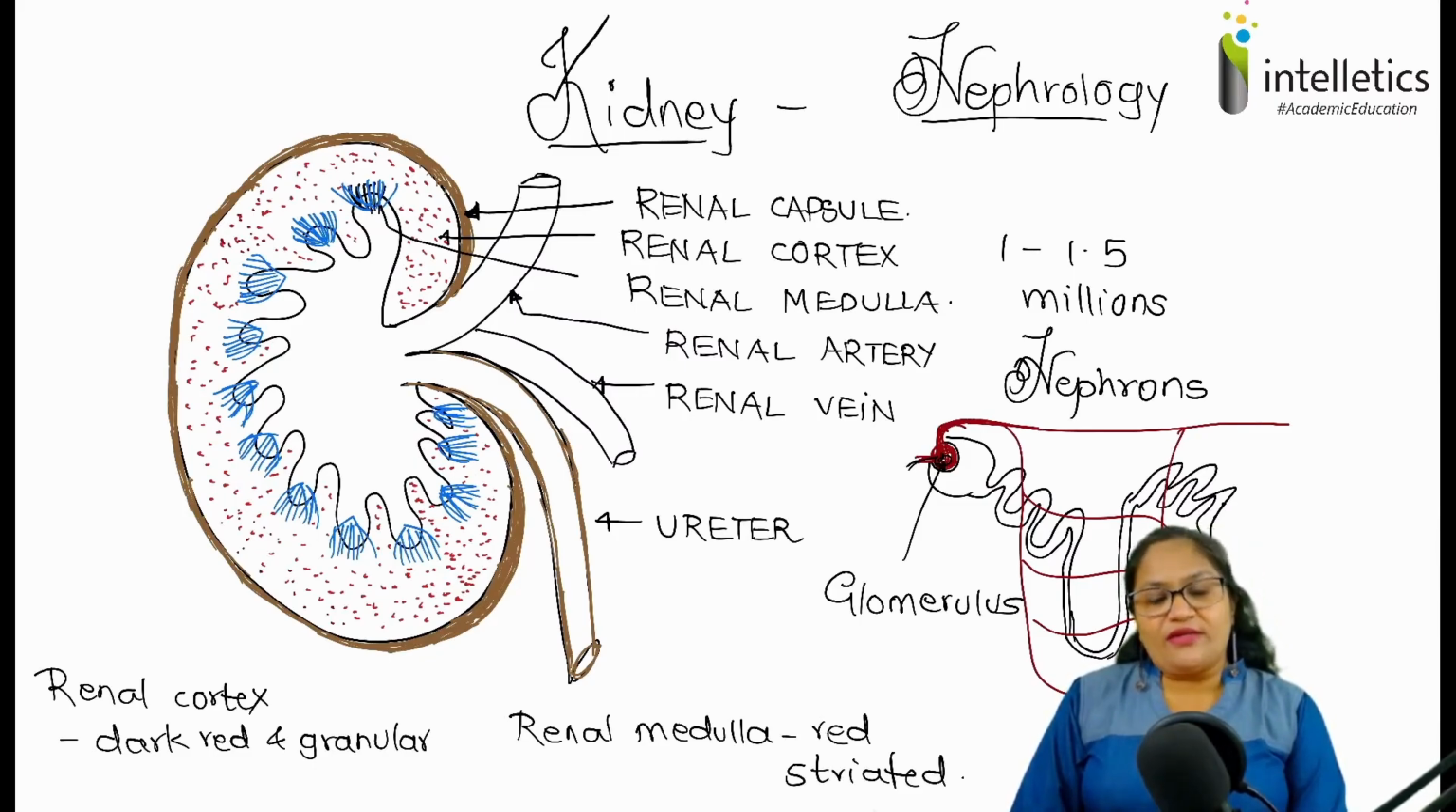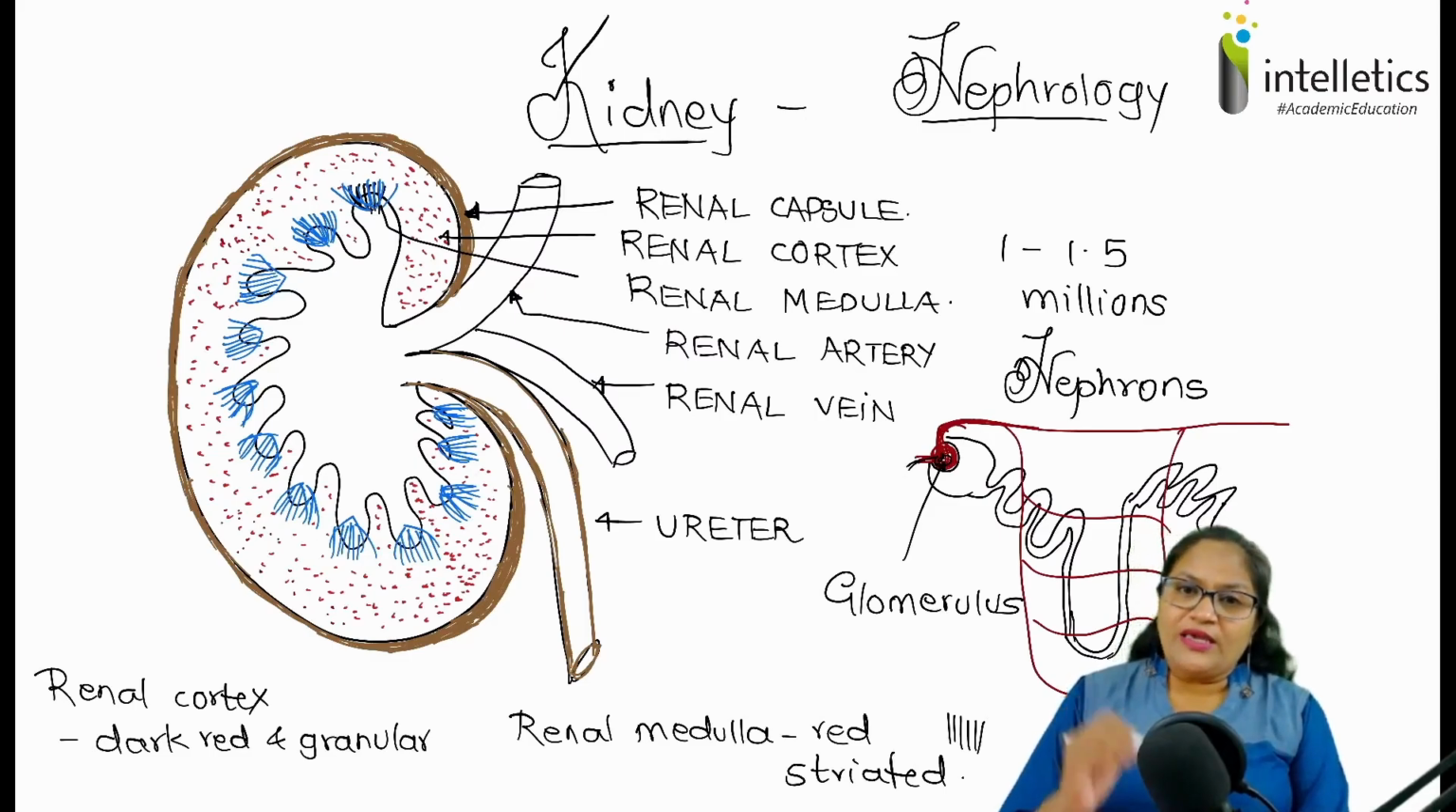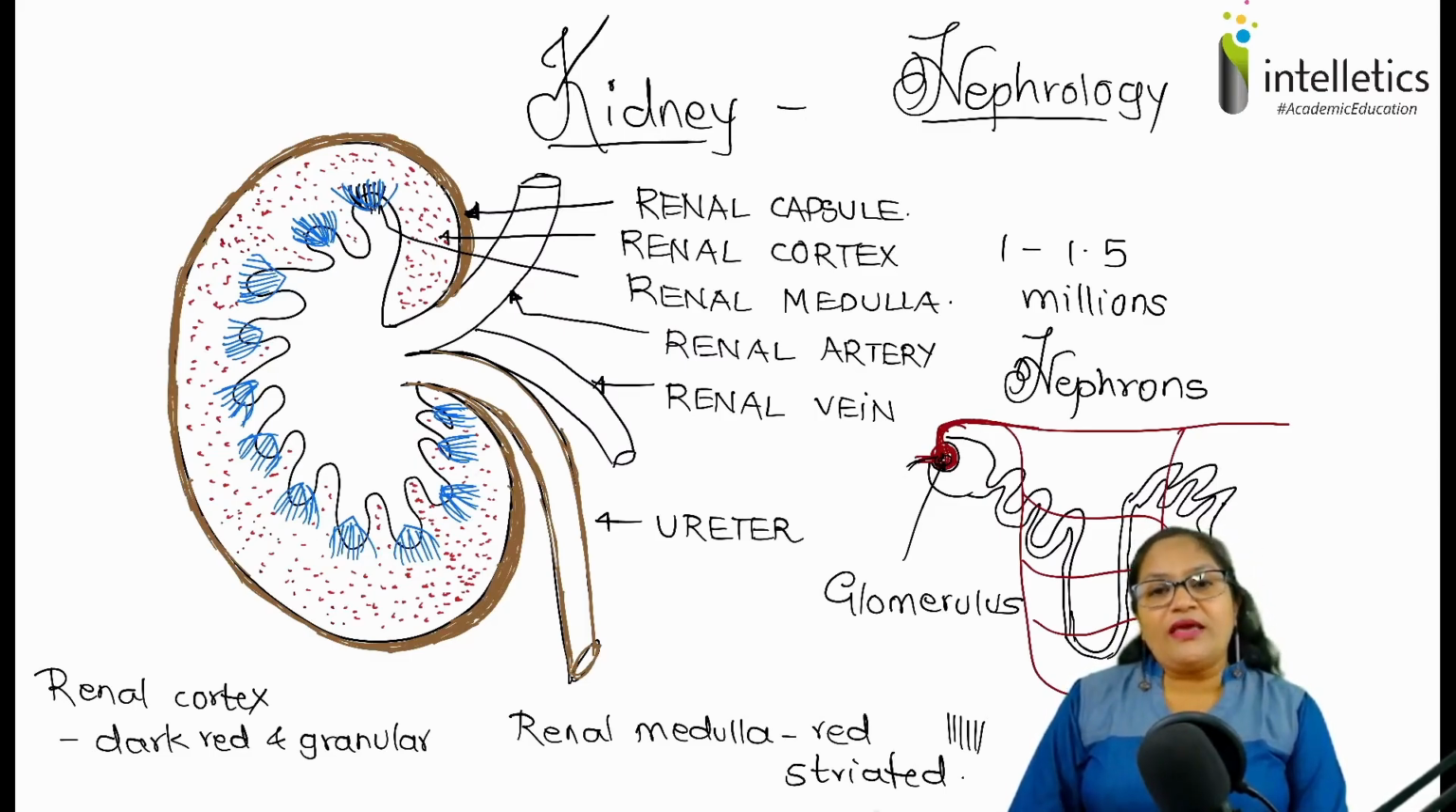Now what is meant by striated appearance? I've drawn something you can see. This is what is said to be striated, that is, a striped appearance. Now let us understand why exactly there is a difference in the appearance of the renal cortex and the renal medulla. So what is inside the kidney? Nephrons. How many? Each kidney is made up of around 1 to 1.5 million nephrons. Now I shall draw one small nephron inside the kidney so that you will get to know why exactly there is a difference between the renal cortex and the renal medulla. So here it is.